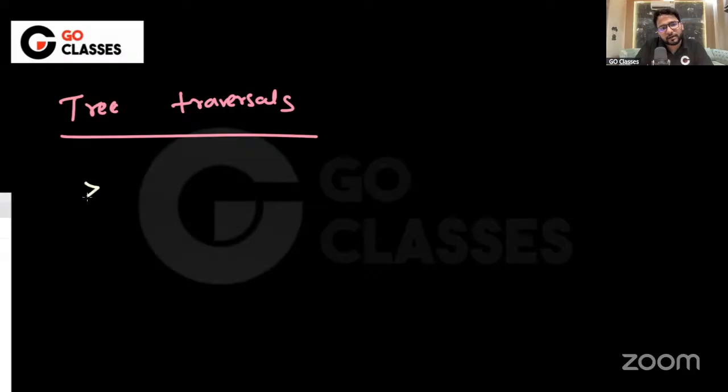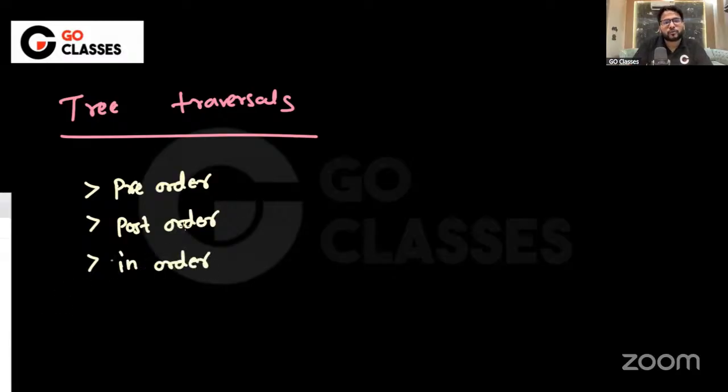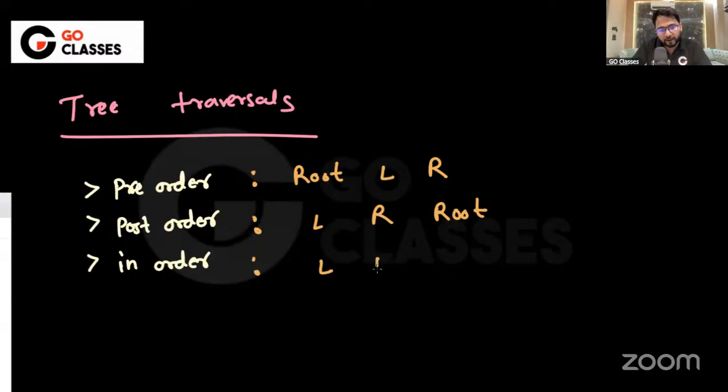So there are three types of tree traversals. One is pre-order, post-order, and in-order, right? Pre-order means you have root first and then left and then right. Post-order means left, right, and root. In-order means left, root, and right. For left and right I'm just writing L and R. You might already be knowing these things.